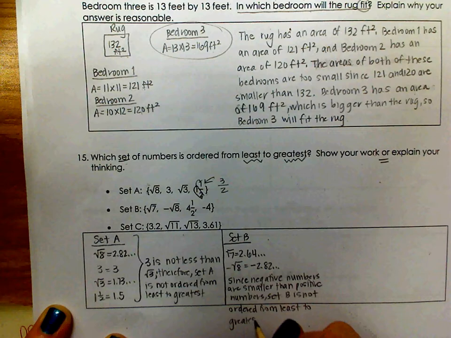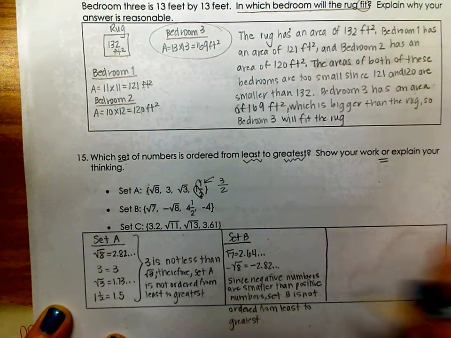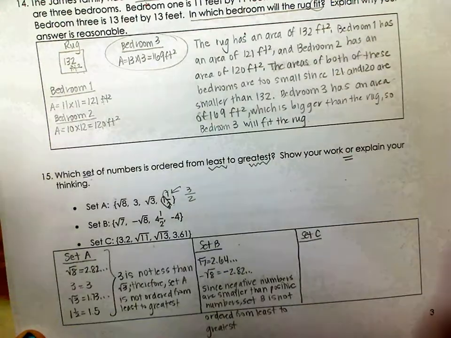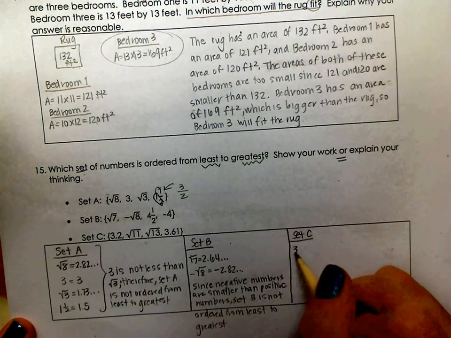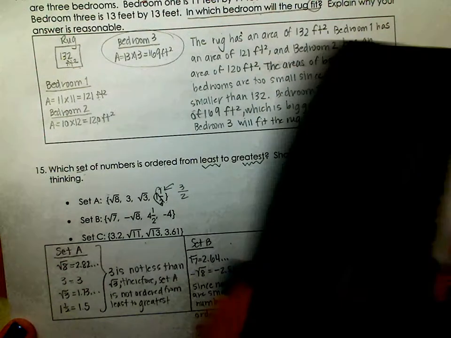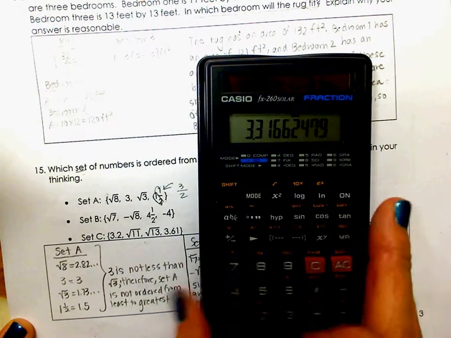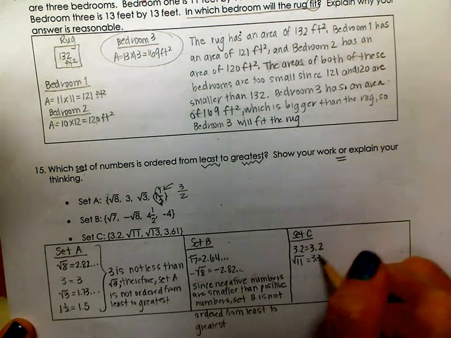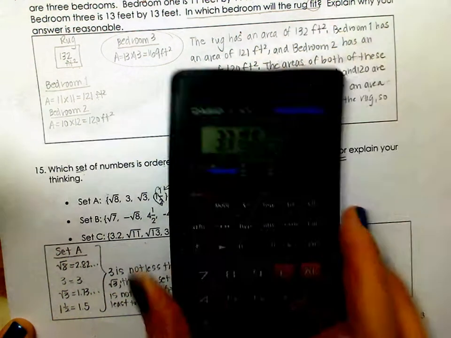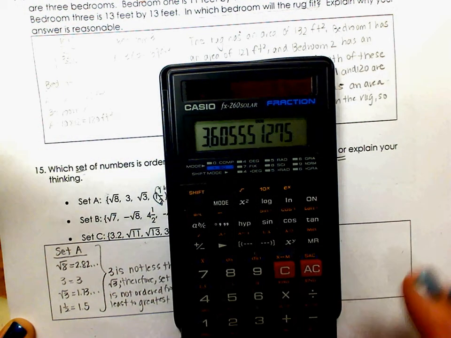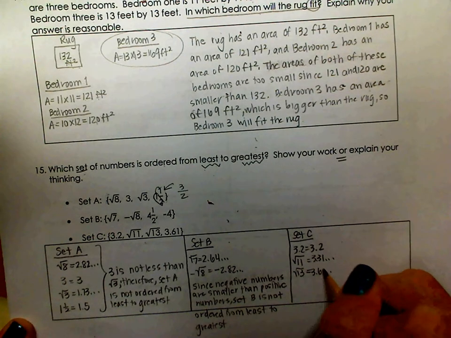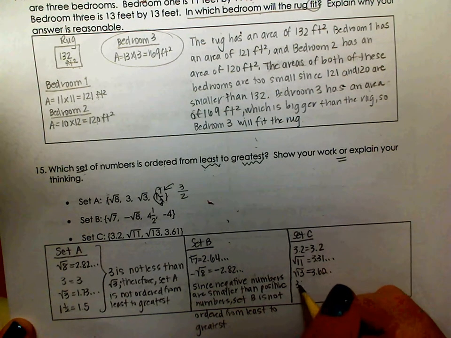Okay, so it's going to have to be set C, but you should still show your work to support it. So here we go with set C. Let's see, 3.2, well, that's just 3.2, okay? Square root of 11, let's see, take the square root, 3.31, dot, dot, dot. Then we got square root of 13, which is obviously less than square root of 11, but let's go ahead and see. Square root of 13 is 3.60, dot, dot, dot. And then we got 3.61, which is just 3.61, okay?